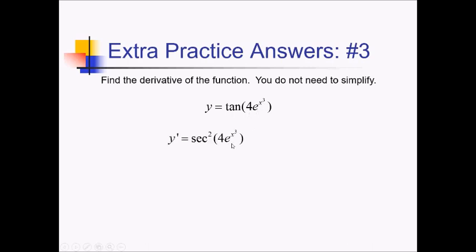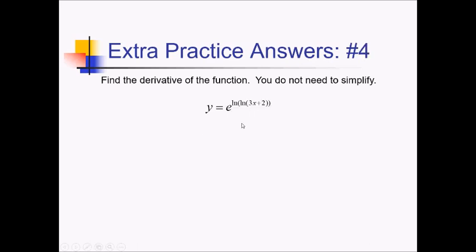Next, we have to take the derivative of 4e to the x cubed. That's 4e to the something, thinking about this as another chain rule. Derivative of that is just 4e to the something, to the x cubed. And then we have to take the derivative of x cubed, which is 3x squared, and then we're done.